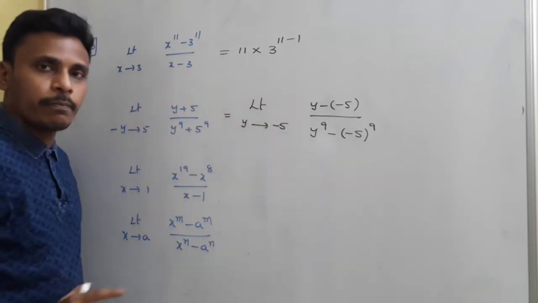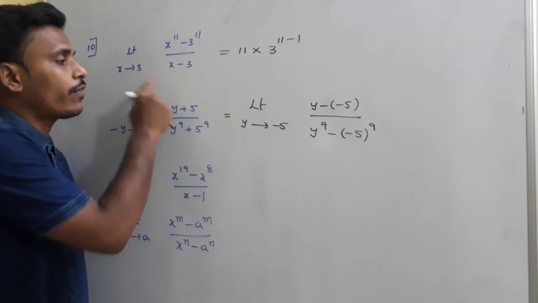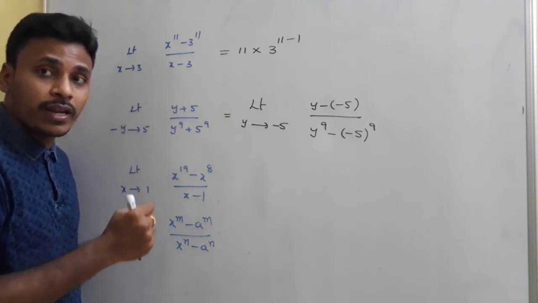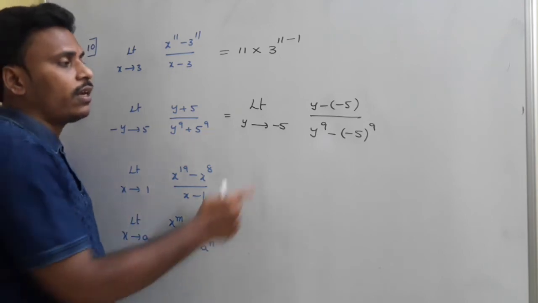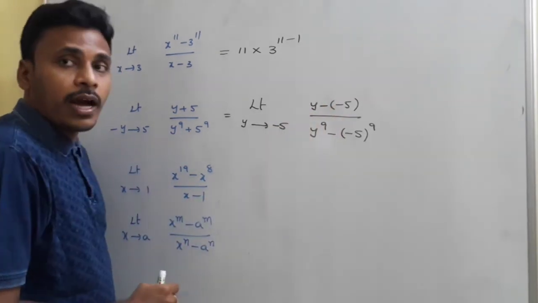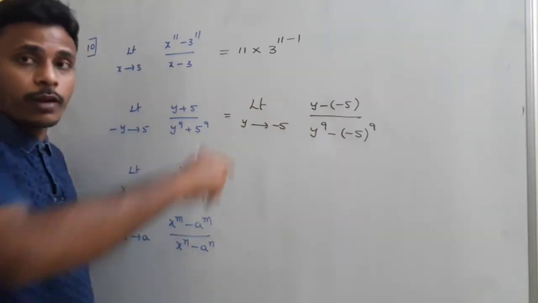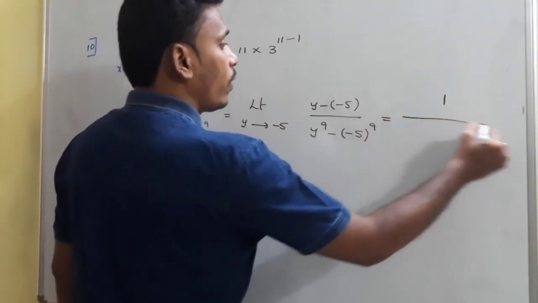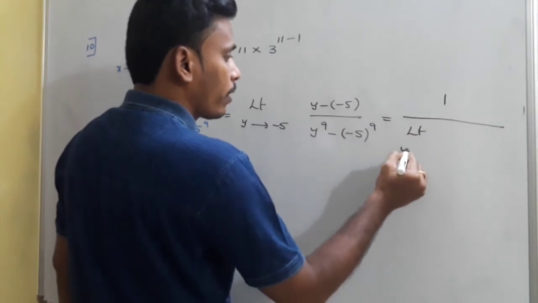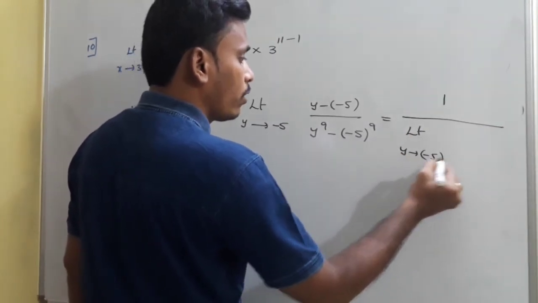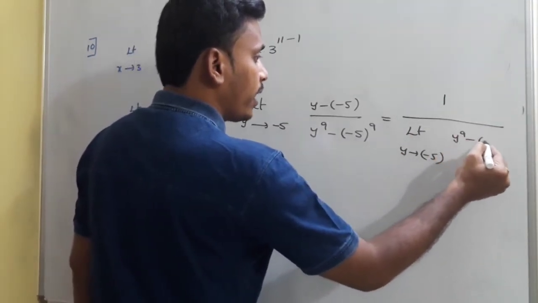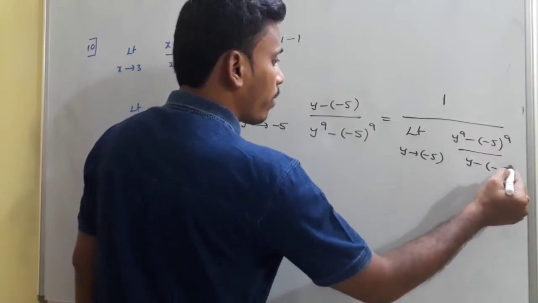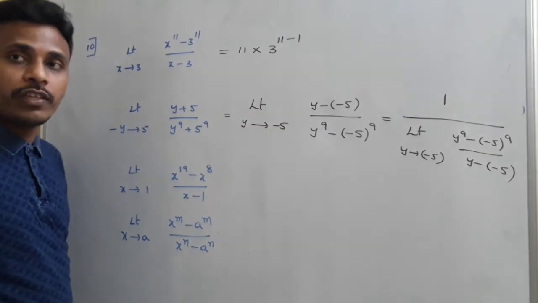So everything is same. So here what is our usual a? Usual a in the formula, limit x tends to a, x power n minus a power n by x minus a. Here a is simply minus 5. And as well it is of the reverse format, right? So I will rewrite it like this. This can be written as 1 divided by limit y tends to minus 5, y power n minus minus 5 to the power 9 divided by y minus of minus 5. Just reciprocal of the general format.